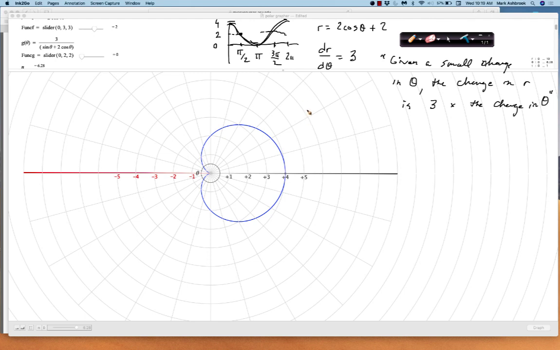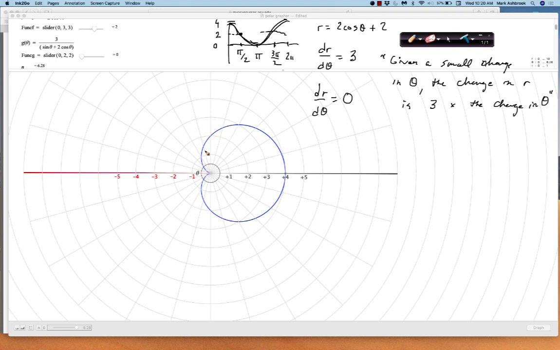Dr d theta equals 0. What would it mean for a change in theta? It means that when you change theta, what happens to r? R doesn't change. What would that look like in a polar graph? R not changing as you change theta. Where does that happen? You said 2 pi. Agree with that? So 2 pi is over here. So for a change in theta, does r stay constant for a little moment there? Anywhere else?